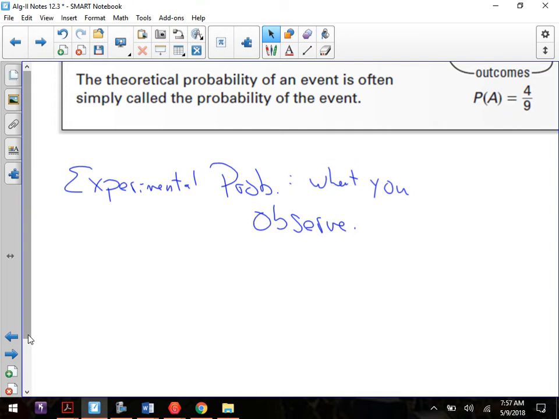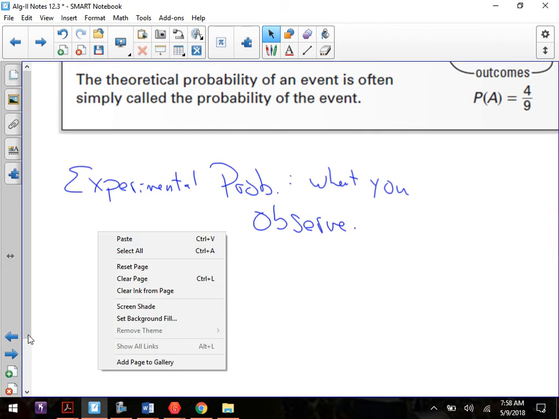And then Maggie in 12th hour guessed her card right off the bat, and then the next one she got wrong, so her probability changed from 1 to one half, and then she got it wrong again, so it went to 1/4. What will happen is that in the long run, your experimental probability should approach theoretical probability.